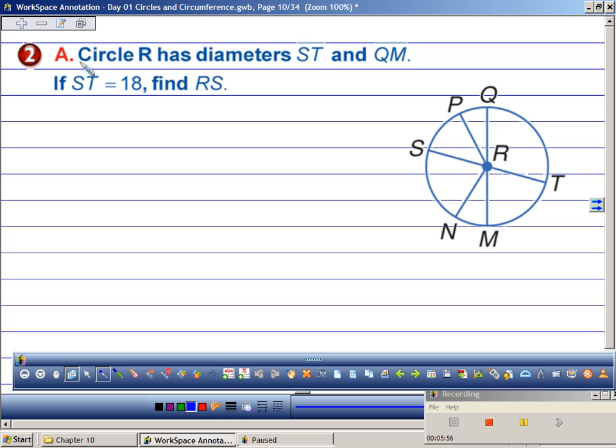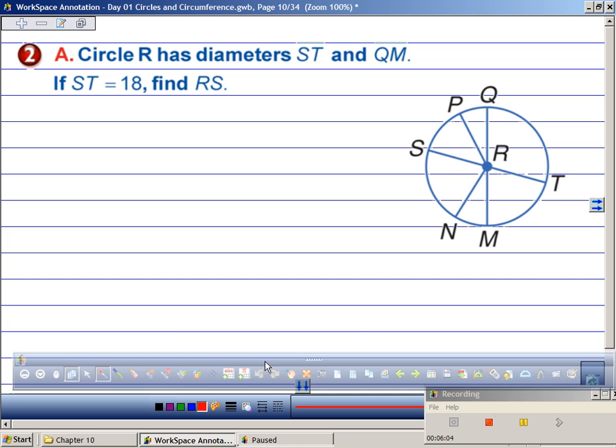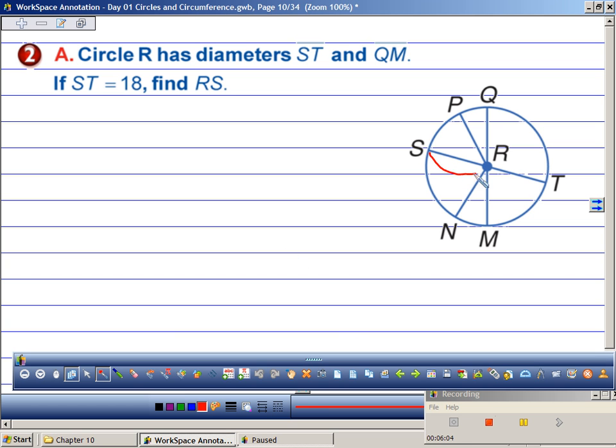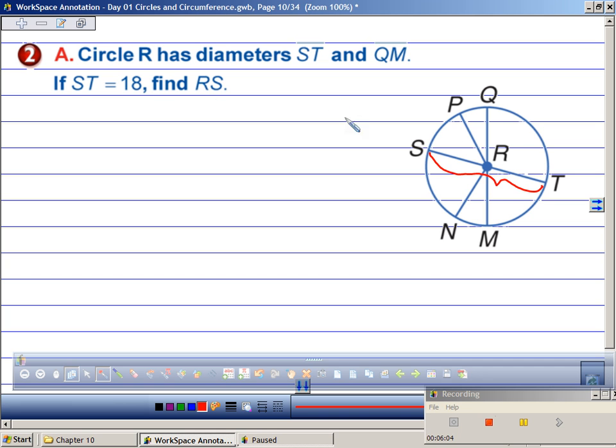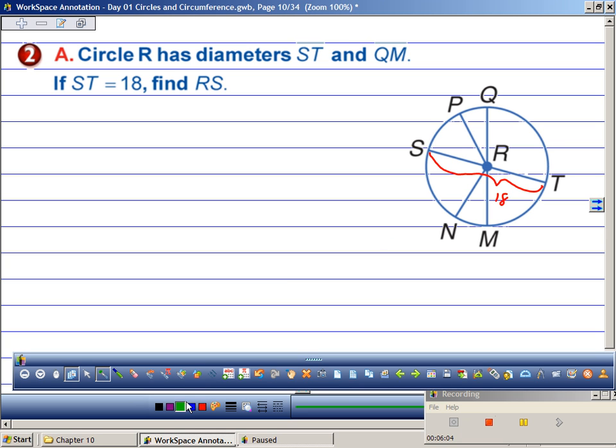Okay, so number 2 says, circle R has diameters ST. So here's one, let me change my color. Here's ST and QM. Okay, I'm not going to draw on the QM. If ST equals 18, find RS. I'm looking for RS.